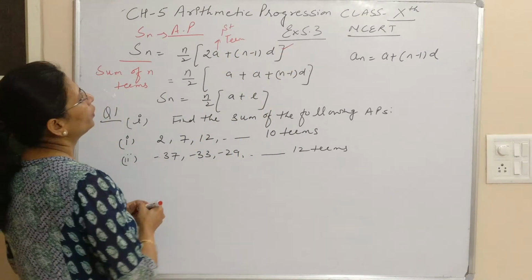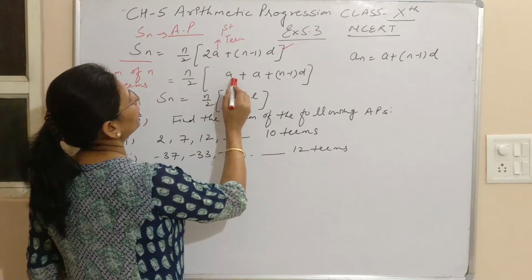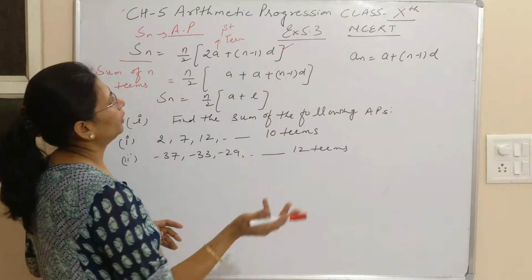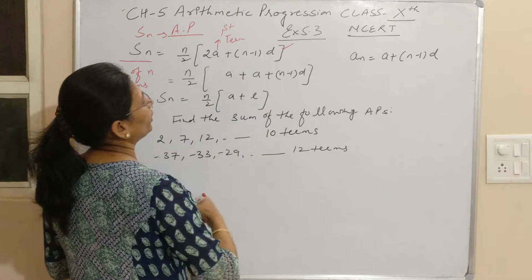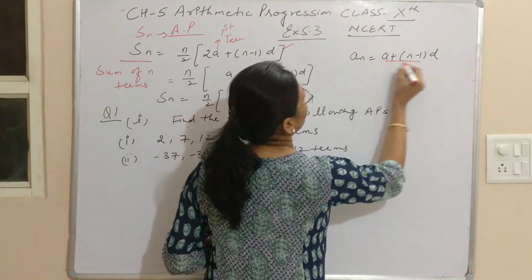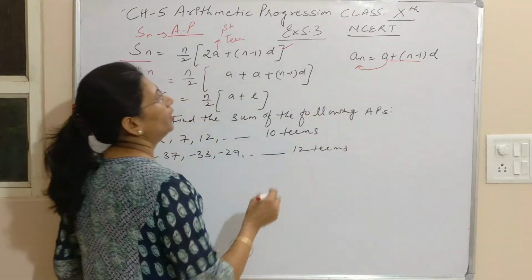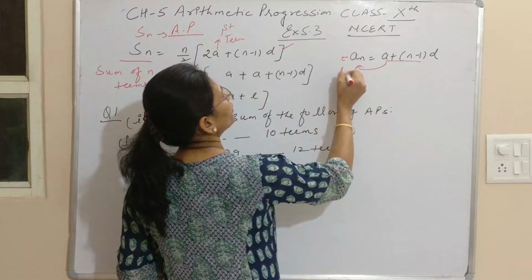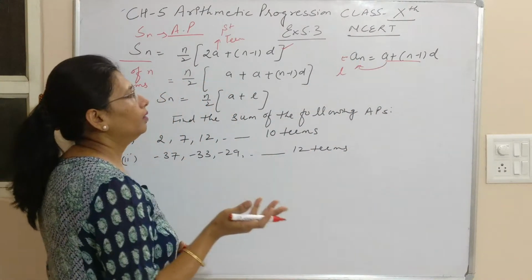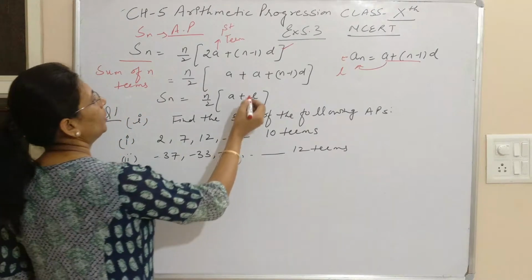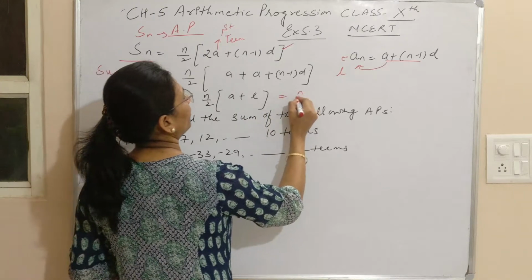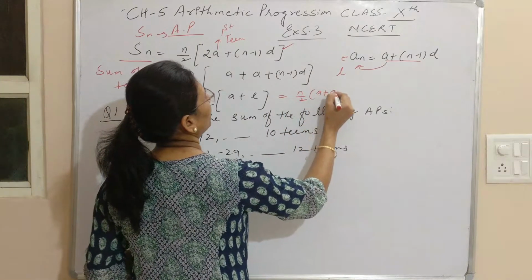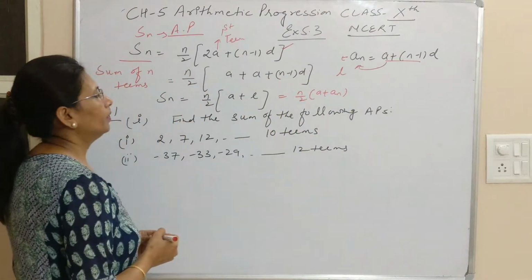Now I am giving you the second formula. 2a plus n minus 1 into d can be rewritten as a plus a plus n minus 1 into d, and this term is basically the nth term. And nth term, an, can also be taken as the last term l. So we can write it as n by 2 into a plus l. So this is either n by 2 a plus l or a plus an. Both ways it is correct.